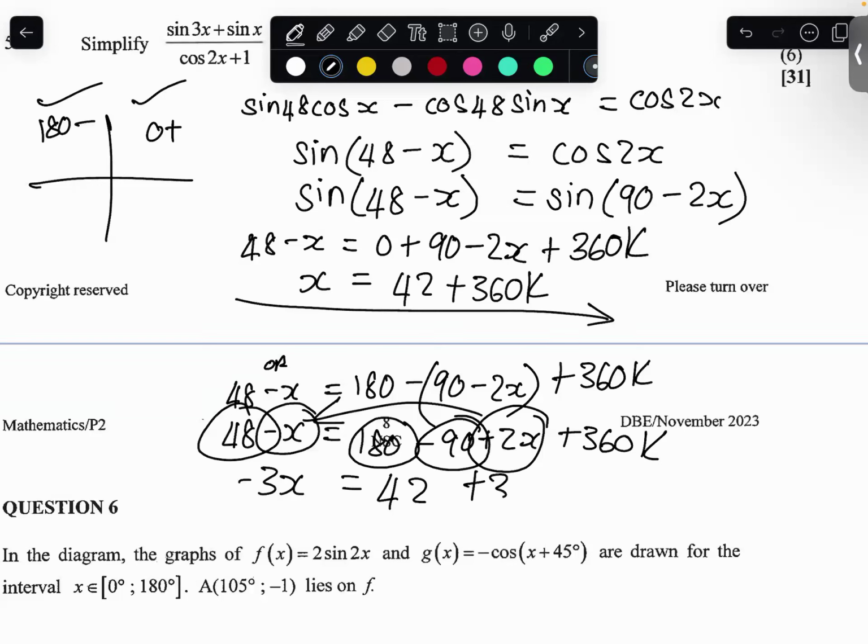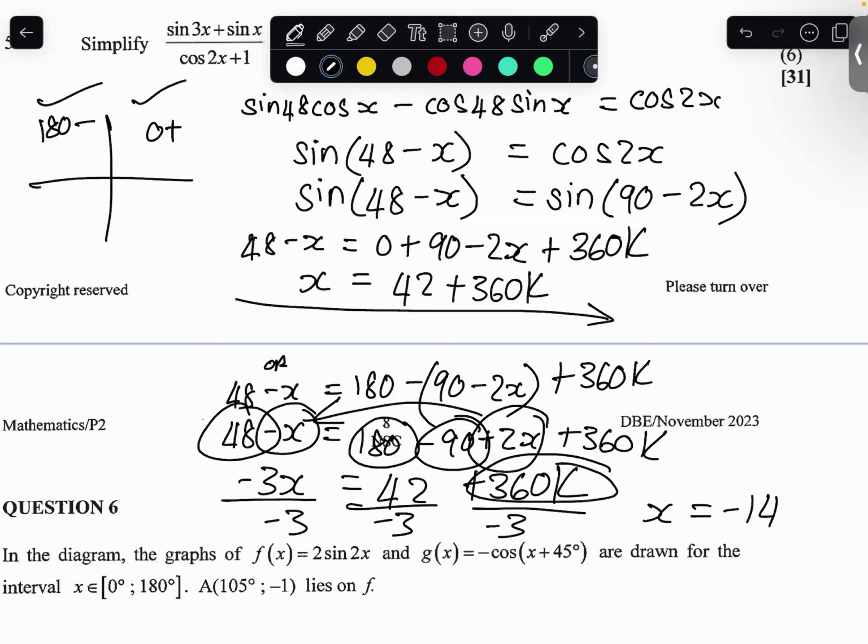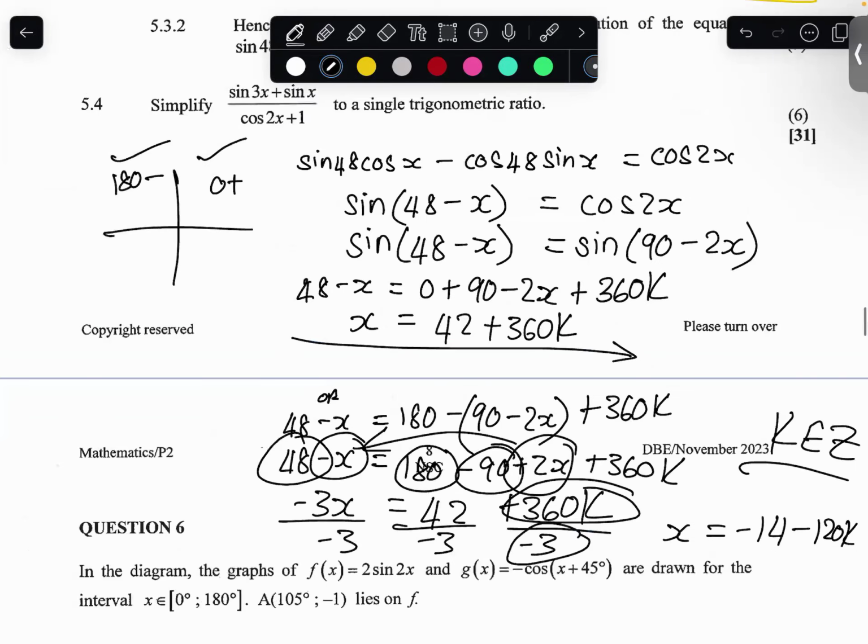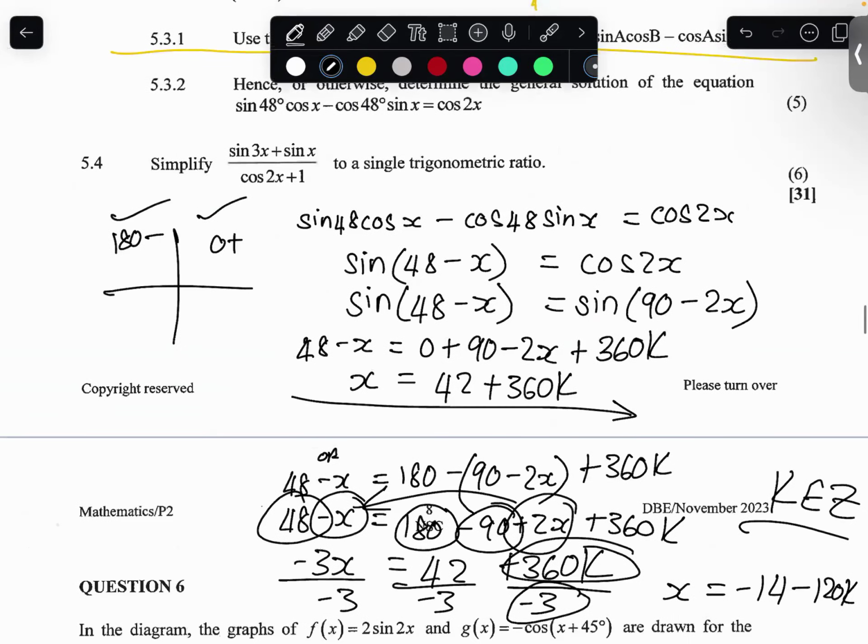And then plus 360k. And then you're going to divide right through here by negative 3. So x is equal to 42 divided by minus 3 gives me minus 14. 360 divided by minus 3 gives me minus 120k. Don't forget k is an element of integers. That's how you have to end the general solution, and that's your answer for that one. All right, that was question 5.3.2, the general solution.